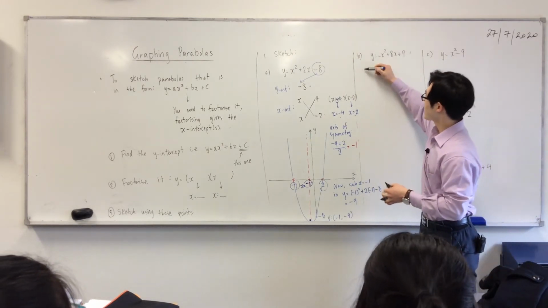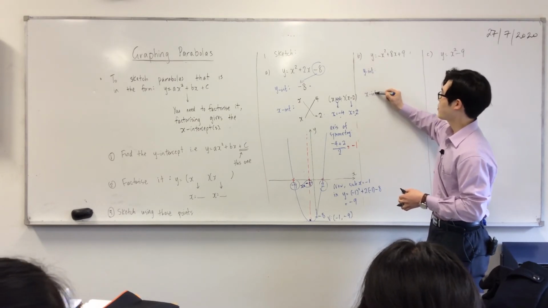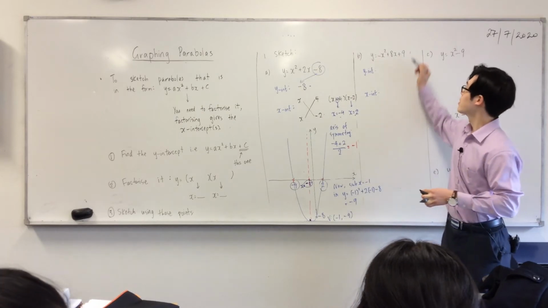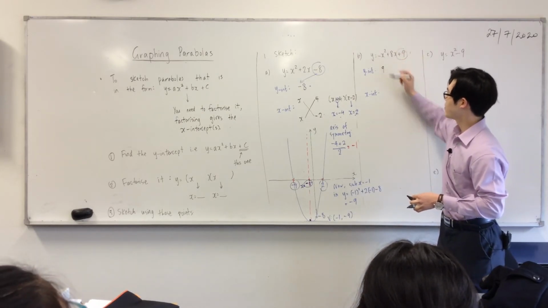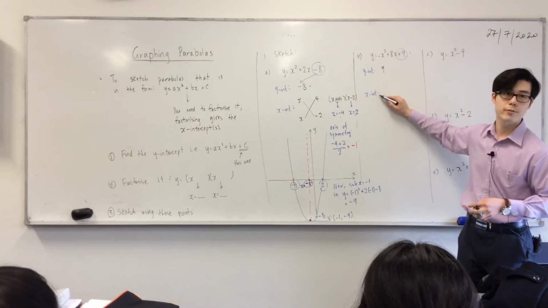So I'm just going to go through the same steps, finding the y-intercept and finding the x-intercepts and then drawing them up. So as you can see from the second question, it's pretty obvious what the y-intercept is. It's always the number without the x. And for the x-intercepts, once again, I'm just going to factorize that.